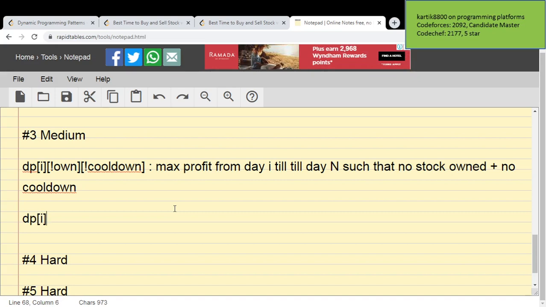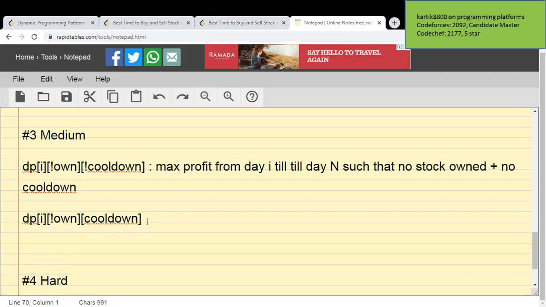Similarly, let me define this thing as dp I, not own, cooldown. That would mean that what is the maximum profit I can make from day I till day n such that currently I don't own a stock but I am under a cooldown. That means even though I don't own a stock, I cannot buy a new one. This is what dp I not own cooldown would mean.